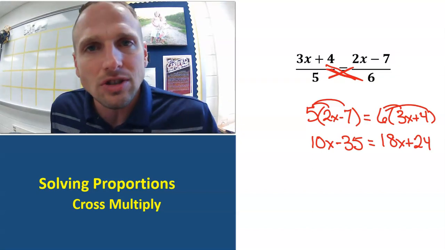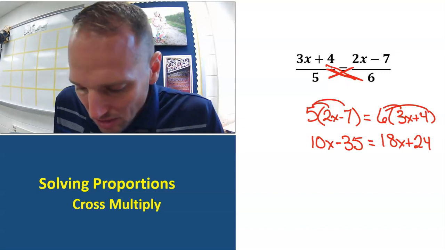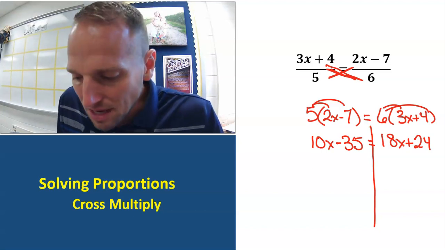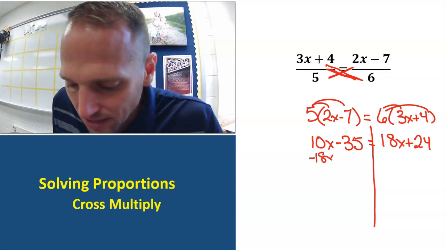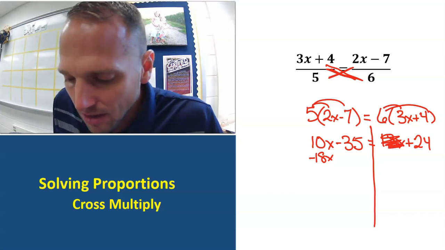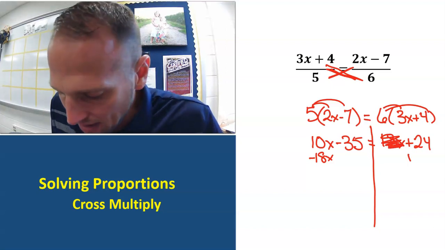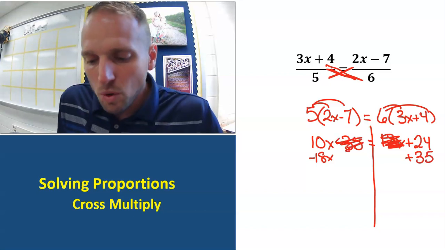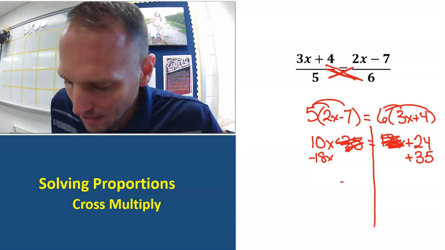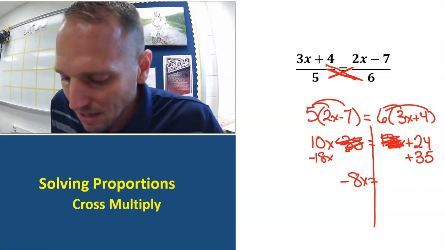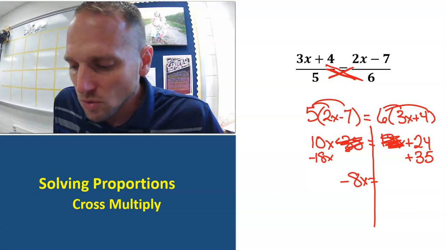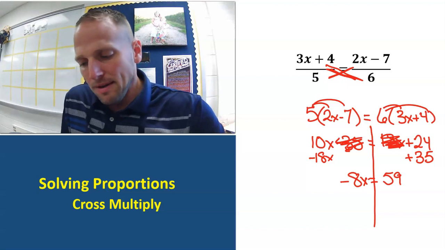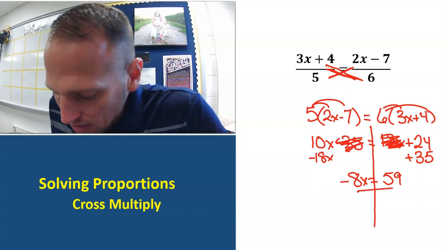Okay, I got this. I just have variables on both sides. I just got to go letters left, numbers right, cross the line, change the sign, right? So let's take this 18x over and let's subtract the 18x. And maybe let's take the 35 and add it over, cross the line, change it to a positive 35. So what do we have? On the left side, 10x minus 18x. That's going to be a negative 8x. And on the right, 24 plus 35, that's going to be 59. Okay. Last step, divide both sides by negative 8.